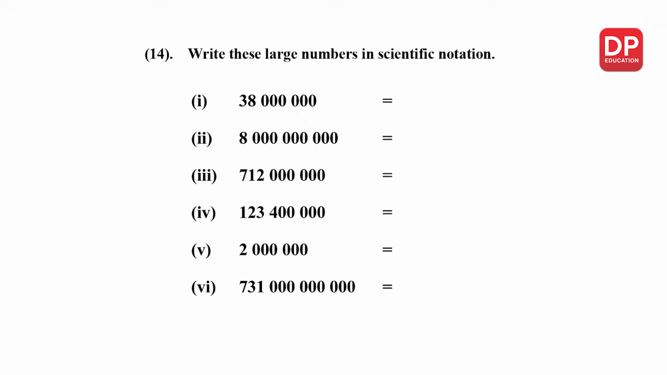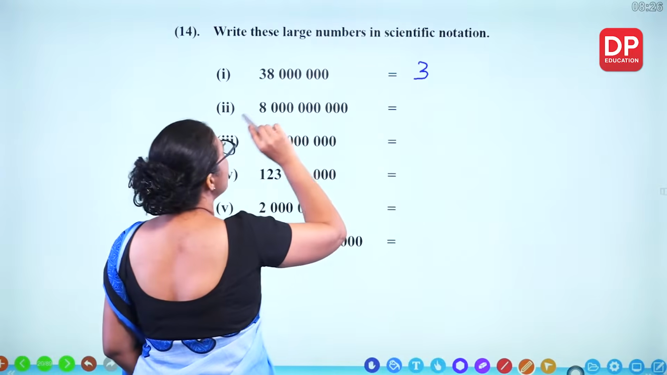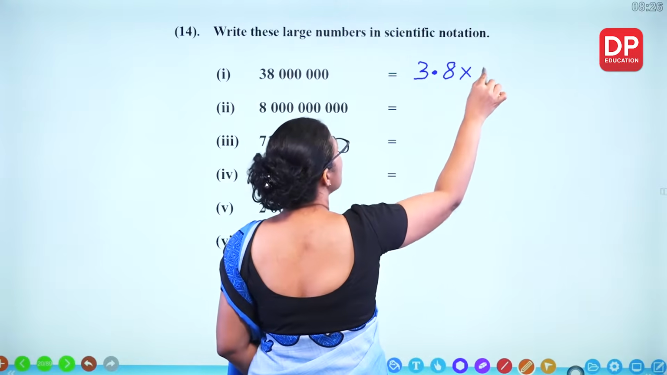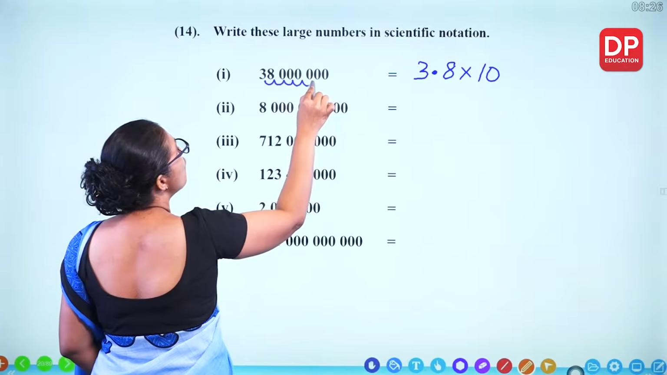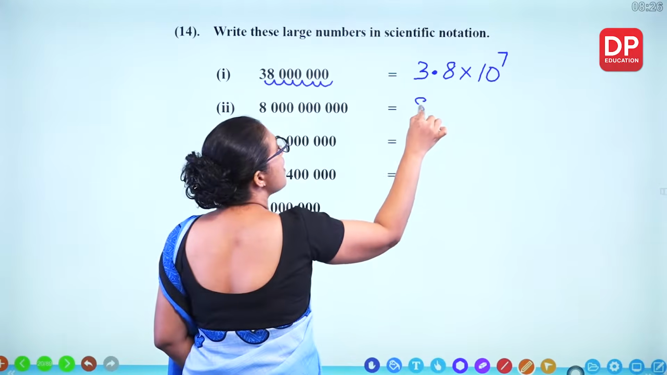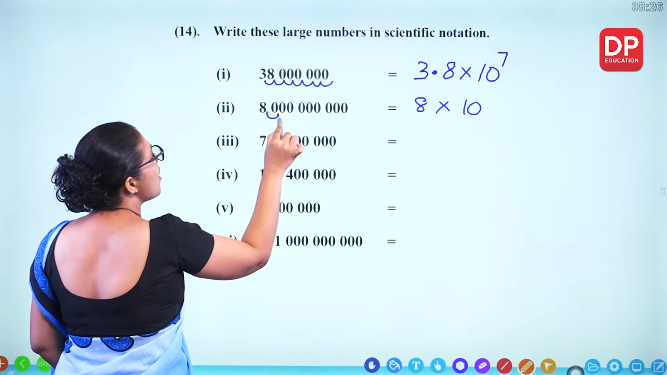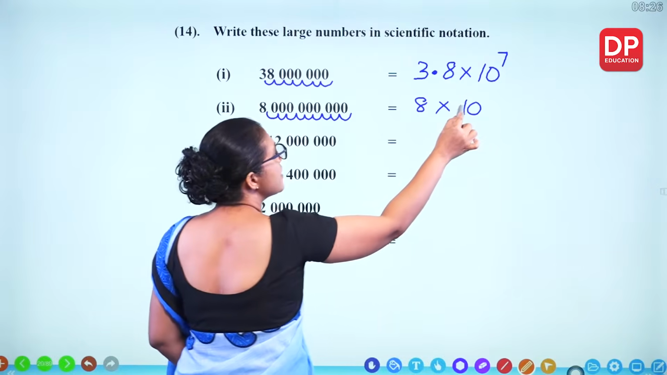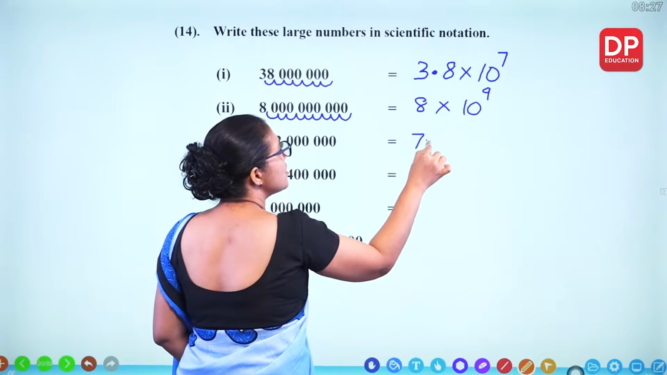Write these large numbers in scientific notation. So what you do? Take the number in between 1 and 9.999. That is 3.8. How many places do you have to move the decimal point? 1, 2, 3, 4, 5, 6, 7. Plus 7. This one, 8 is the number less than 9.999. How many places? 1, 2, 3, 4, 5, 6, 7, 8, 9 places. Power 9. This one, 7.12 is the number less than 10.